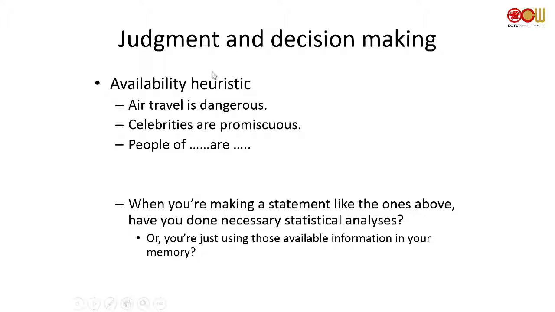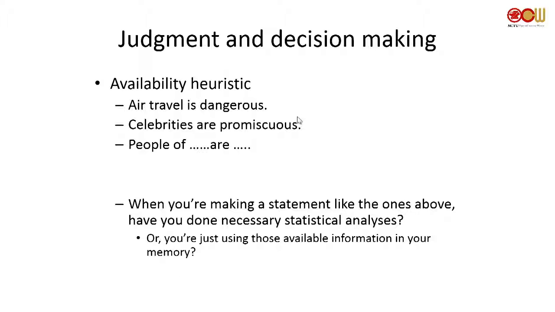So air travel is dangerous, or celebrities are promiscuous. Promiscuous means that someone has multiple sexual partners, a more complicated private personal life. Usually people have this kind of stereotype. Celebrities, they could be someone in the entertainment circle, or politicians. They tend to have multiple sexual partners, or they have a more complicated personal life. But actually no one is really doing research about this. So actually there's no statistical report about this topic.